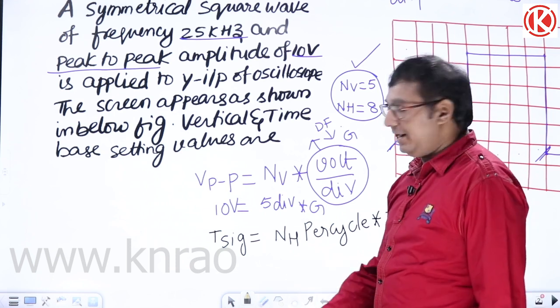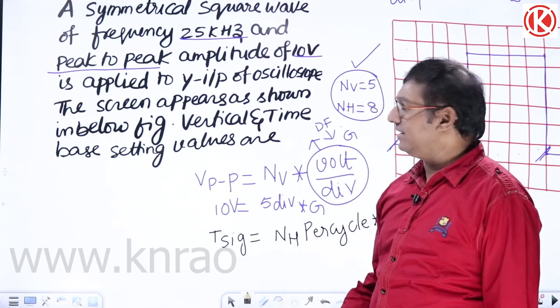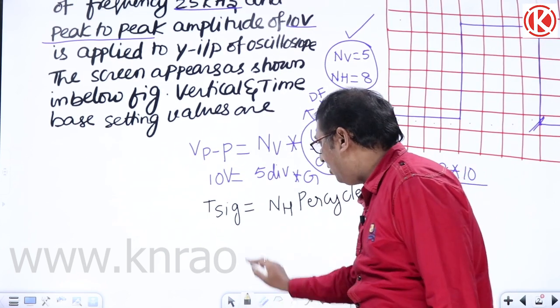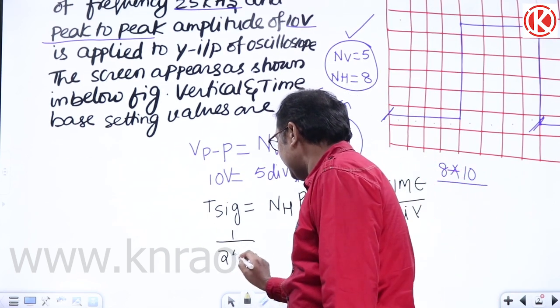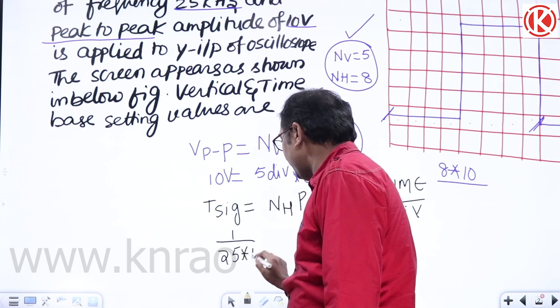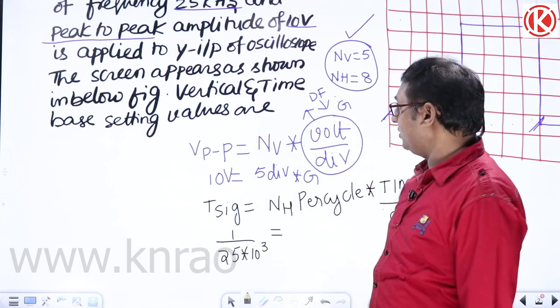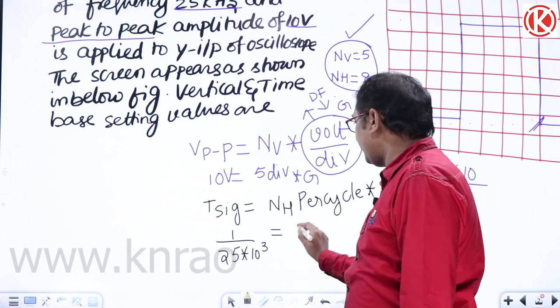Into time per div. What is T signal, sir? 1 by F signal. F signal is clearly mentioned as 25 kilohertz. So 1 by 25 kilohertz, which is 1 by 25 into 10 power 3, equals the number of horizontal divisions occupied. How many horizontal divisions are occupied, sir?